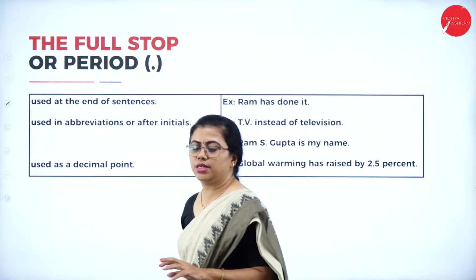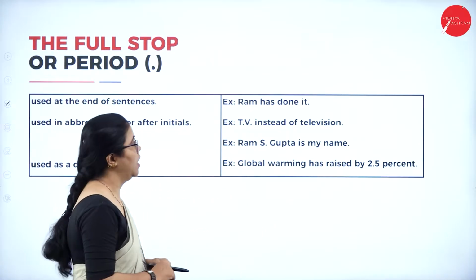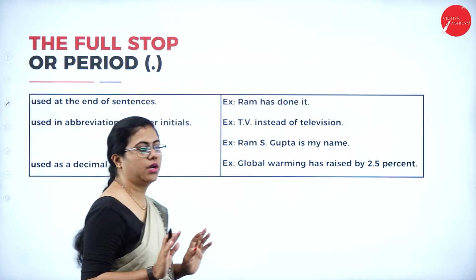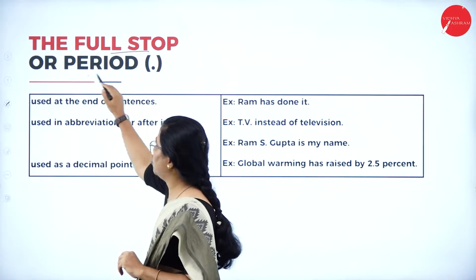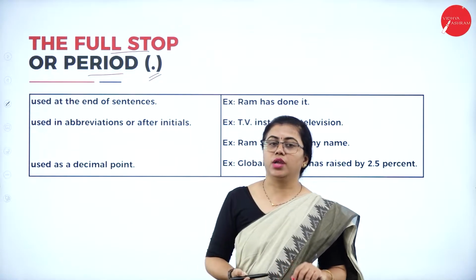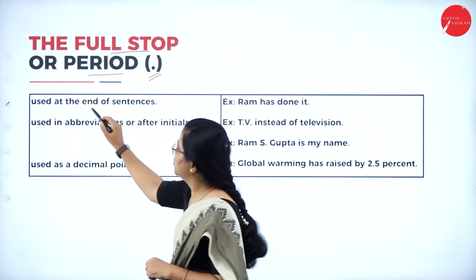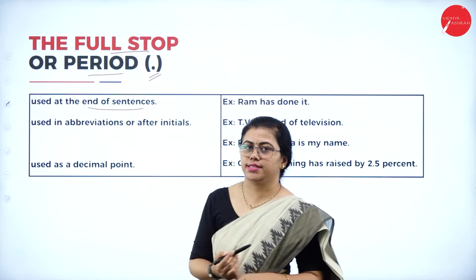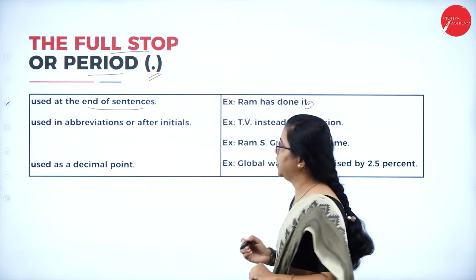We'll start with the full stop. Full stop is the most basic punctuation mark you are going to understand. Here you can see that full stop is also called a period. That is a dot in the end. So where all is this full stop used? Full stop is used at the end of sentences. This you already know, isn't it?